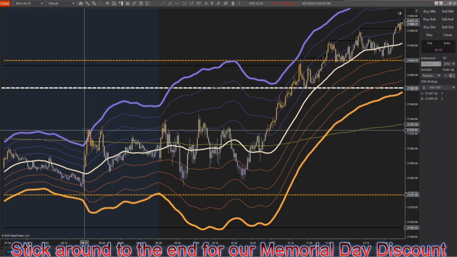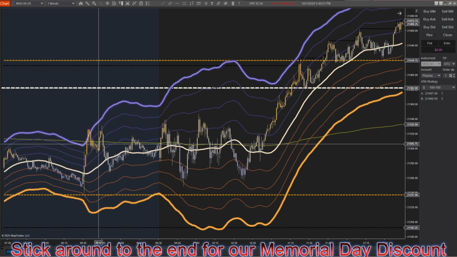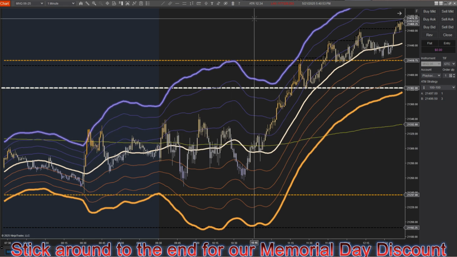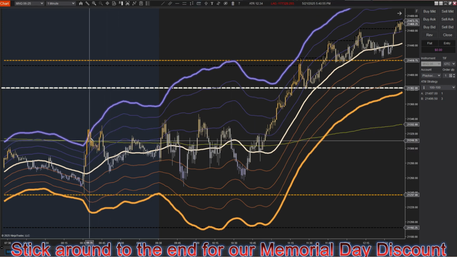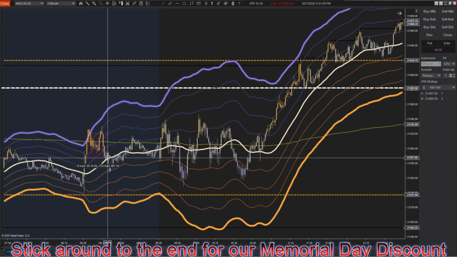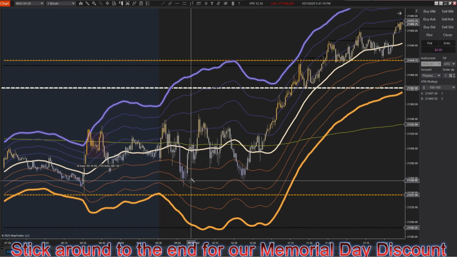One of the sets of rules that I've come up with that's pretty good is just entering outside of these bands and taking it back to the second ATR line down. So in this case, you would have had something like 44 ticks on that little run back to that line right there. You could also take them back to the center line for a total of 135 ticks on that.